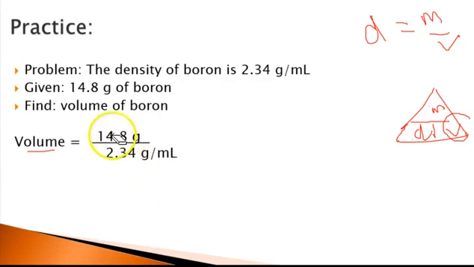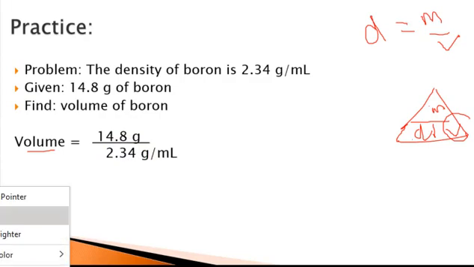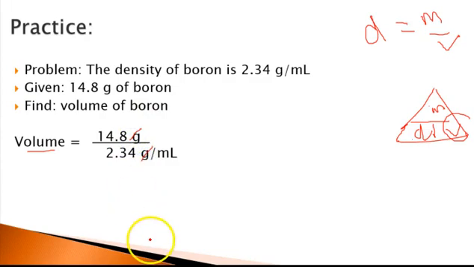Okay, so I've got the mass over the volume. What is going to happen here in my units? So the grams are going to cancel out. Please keep in mind I am solving for volume, so I should have some underlying knowledge that the volume is going to come out in milliliters.